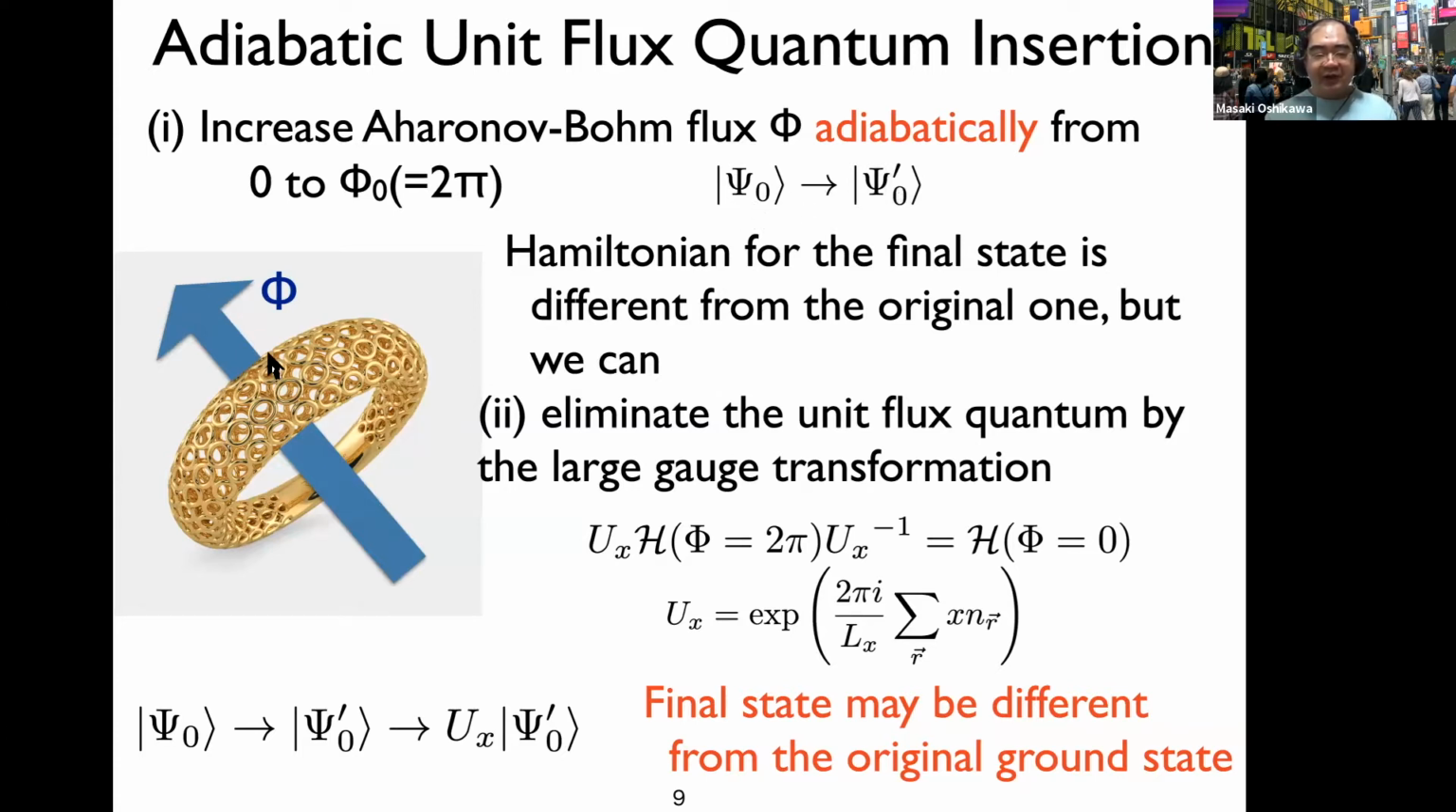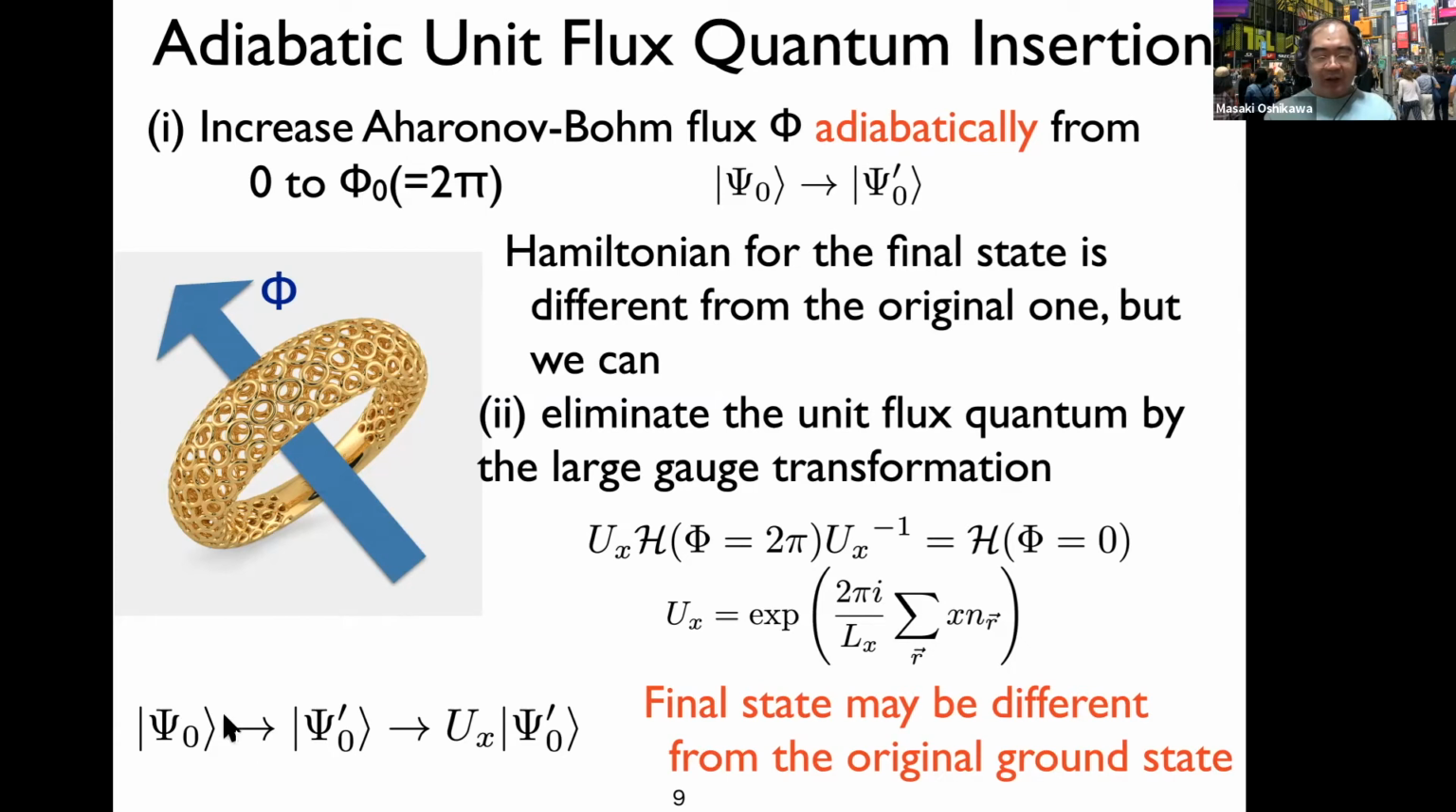And also, after inserting the unit flux quantum, the Hamiltonian acquires a vector potential gauge field. So it's different from the original Hamiltonian with zero flux. But because the Aharonov-Bohm effect basically vanishes for 2π flux, we can eliminate the unit flux quantum by doing a so-called large gauge transformation. There is a certain operator which changes the quantum mechanical phase of the wave function around the system, and the phase change goes from 0 to 2π. So it's a topologically non-trivial gauge transformation by which you can eliminate 2π flux. Then the Hamiltonian goes back to the original Hamiltonian. So in that sense, the Hamiltonian with 2π flux is equivalent to the original Hamiltonian. That makes sense because there is no Aharonov-Bohm effect.